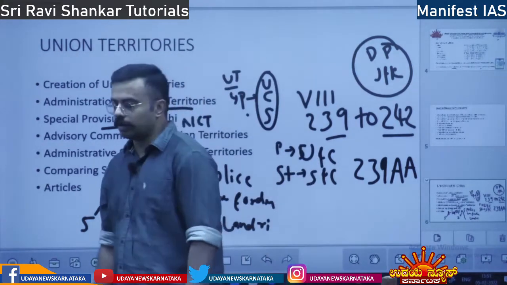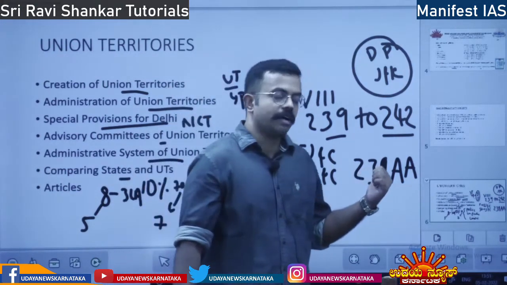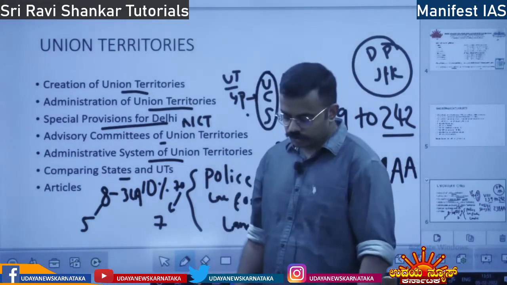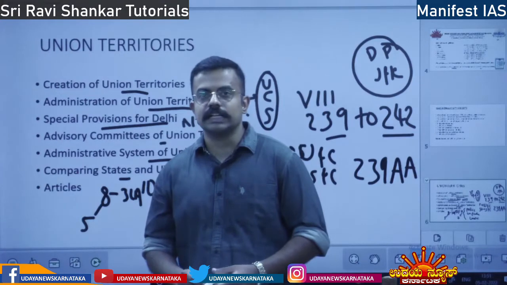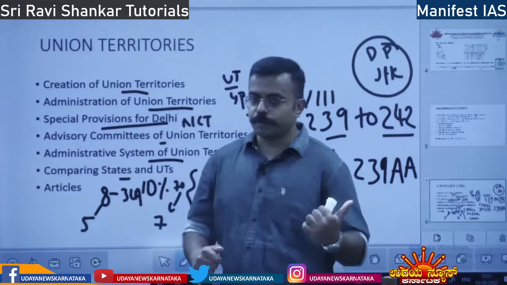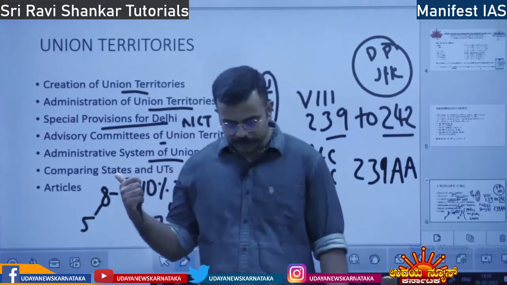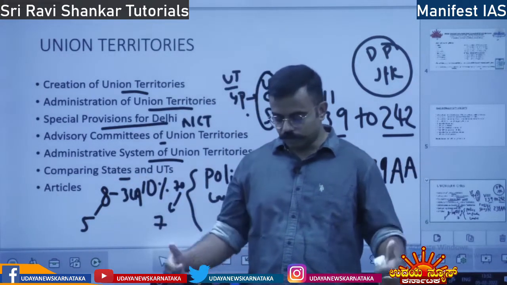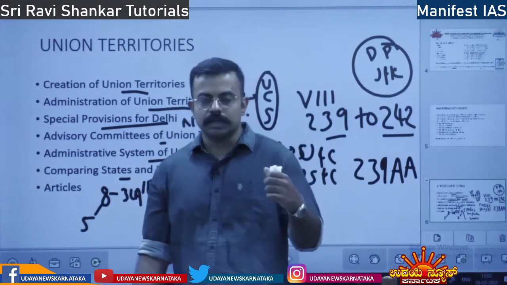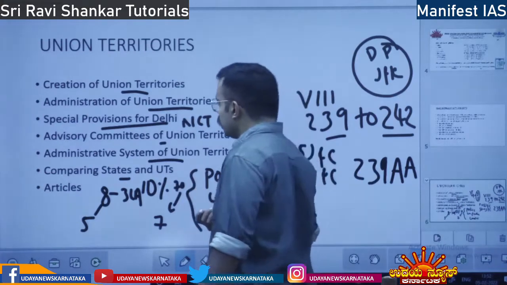Comparing states and union territories. How can the states and union territories be compared? States have a federal relationship. Federal means division of power: state list, union list. With respect to union territory, the relationship is unitary, so the entire power lies with the union. In the case of states, there is a distribution of power; in union territories, there is direct control by the center. States have autonomy; union territories have no autonomy. In states there is a uniform administrative setup, with chief ministers in all the states. Here there is no uniformity. So these are some of the differences.